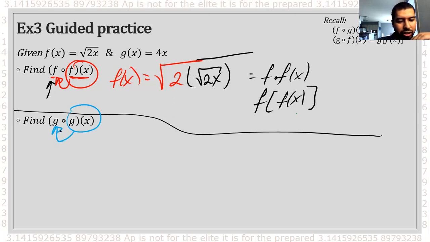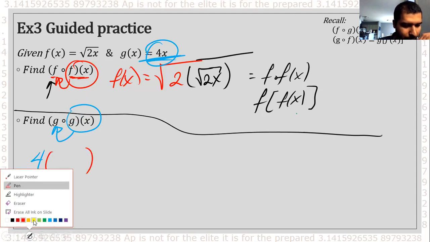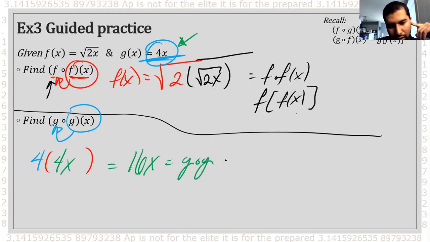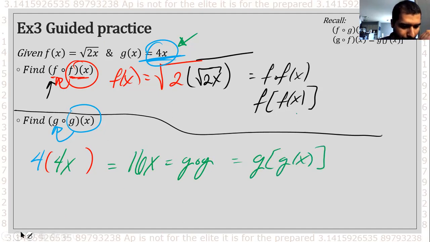So g into g. My g function is 4x, but instead of putting the x, I'm going to erase that and put big parentheses, and let's go with red. And what's going to go inside those big parentheses? Well, according to this, it's going to be my g function, which is this. So it's going to be 16x, my g of g, also known as my g bracket g of x. Either one, guys, works.